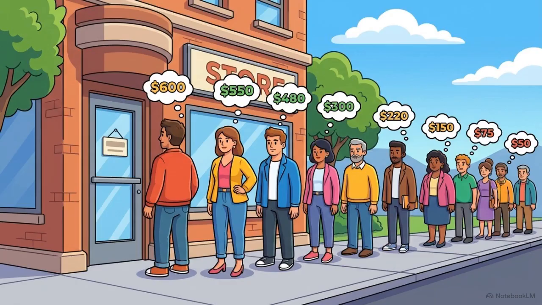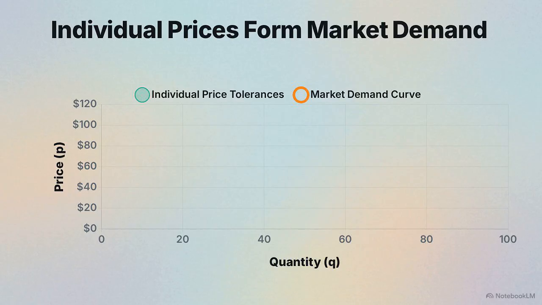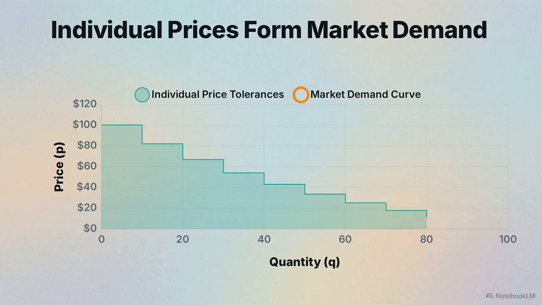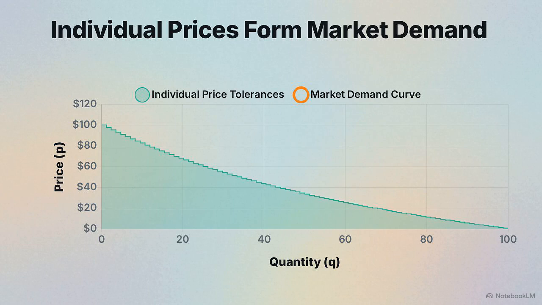If we gather everyone in Leo's town and line them up by their personal reservation prices for those same rollerblades, from the highest willing spender down to the lowest, we get a descending staircase of data. With enough people, that staircase smooths out into a descending slope. By connecting those individual price tolerances, we form the classic market demand curve.